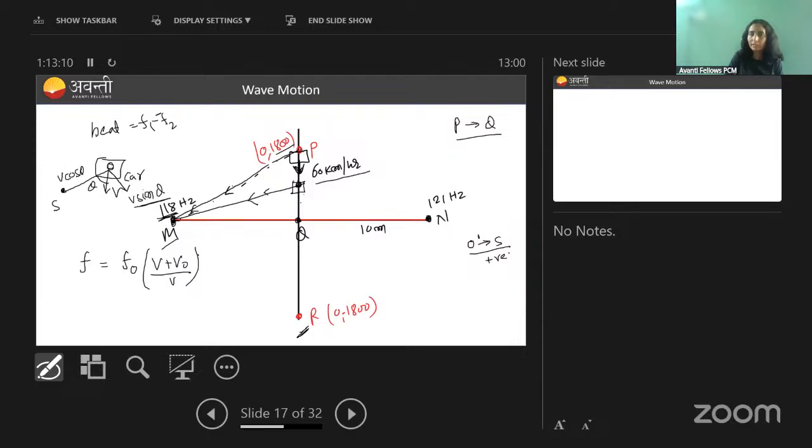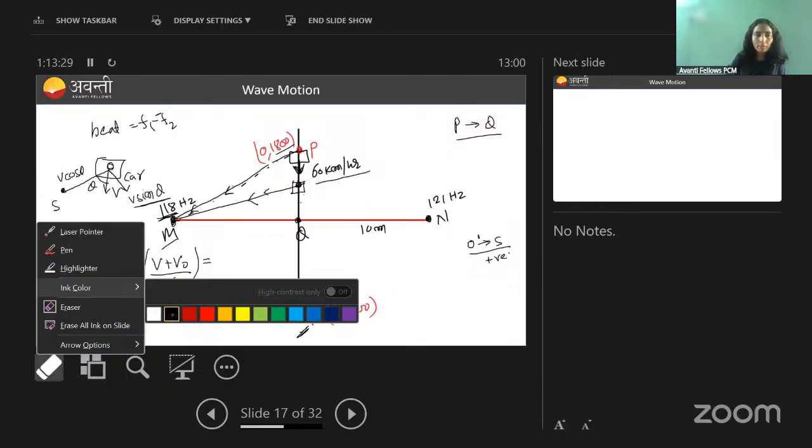This is the frequency it is going to hear. So velocity of sound, let it be v. V naught is how much? 60 kilometer per hour by v into 118. Again, I took the velocity as 60. That is a mistake. I should not do this, because v cos theta will come into account.